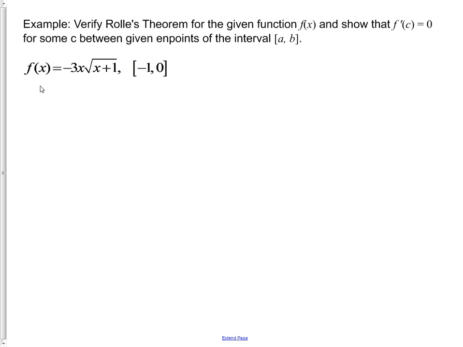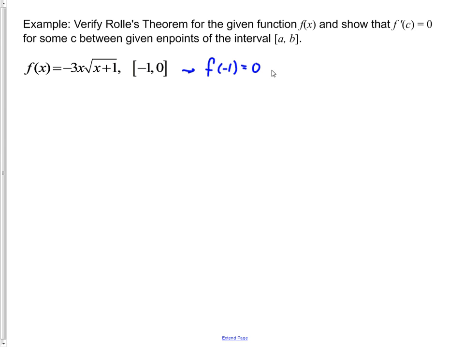F of x, well, let's verify the continuity here. First of all, at negative 1, f of negative 1 is equal to 0. You can verify this for yourself by substituting in negative 1, but you see that we take the square root of 0 right there. We could also verify the continuity at the left-hand endpoint of this interval, where the function's limit as x approaches negative 1 exists, and they are both equal to 0.